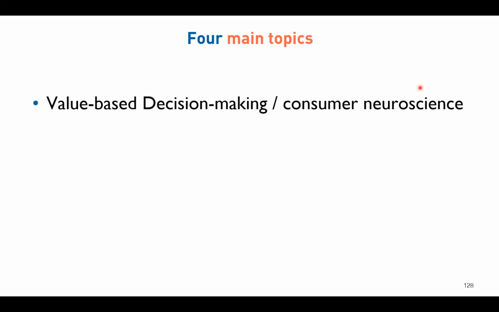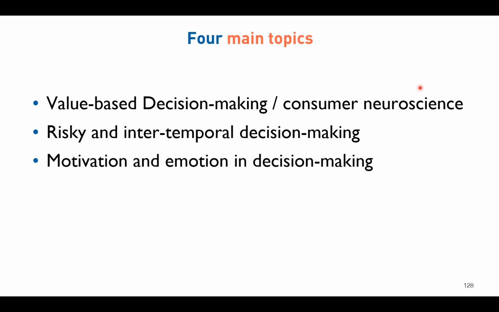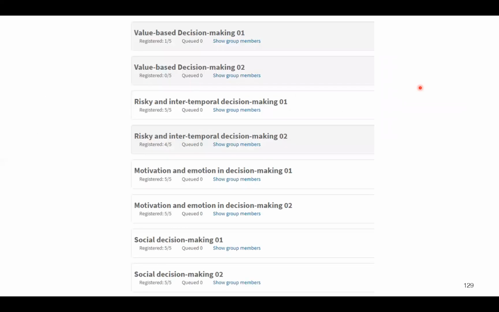The four main topics are value-based decision-making and consumer neuroscience, then risky decision-making and intertemporal decision-making, the third one is motivation and emotion in decision-making, and the last one is social decision-making. About two or three weeks ago, I set up a group pool on Moodle so that you could sign up your interest in one of the four topics. Because we have 40 people and 4 topics, each topic will be repeated twice. So we have two groups here and two groups here and so on.